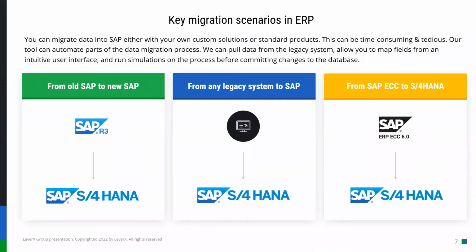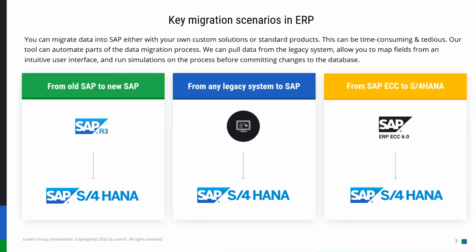So, some key migration scenarios in ERP. You can migrate data into SAP with your own custom solutions or standard products. But as we know, this can be time consuming and tedious. Our tool can automate parts of the data migration process. We can pull data from the legacy system, allow you to map fields from an intuitive user interface, which we'll show you shortly in a demo. And we can run simulations on the process before committing changes to the database.